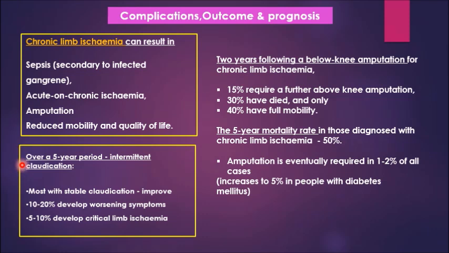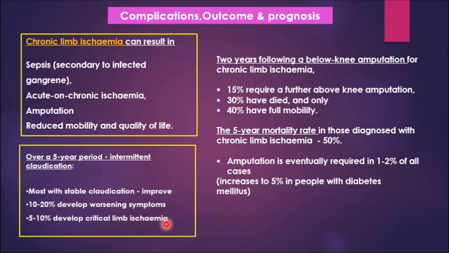Over a 5-year period, with intermittent claudication, what's the future of these patients? Most of them with stable claudication will improve. However, 10 to 20% of them develop worsening symptoms. From claudication, they may go into chronic limb ischemia, or acute limb ischemia. Okay, that's another thing. And 5 to 10% develop critical limb ischemia.